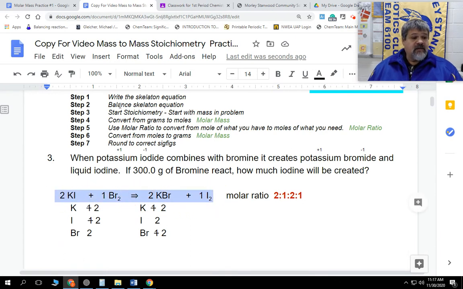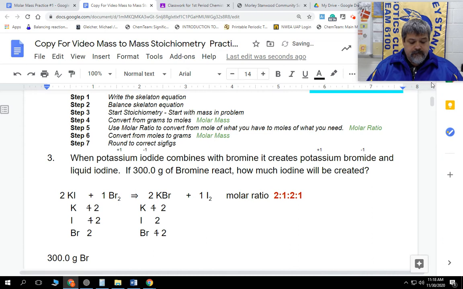So now after we balance it, we're going to start our stoichiometry. And we're going to start it down here by looking at the mass in the problem. So it says if we have 300 grams of bromine, if that reacts, how much iodine will be created? So we're going to start with our 300 grams of bromine, Br subscript 2. We have to put that in there because bromine by itself is diatomic, so we have to put that number in there just like we did up here.